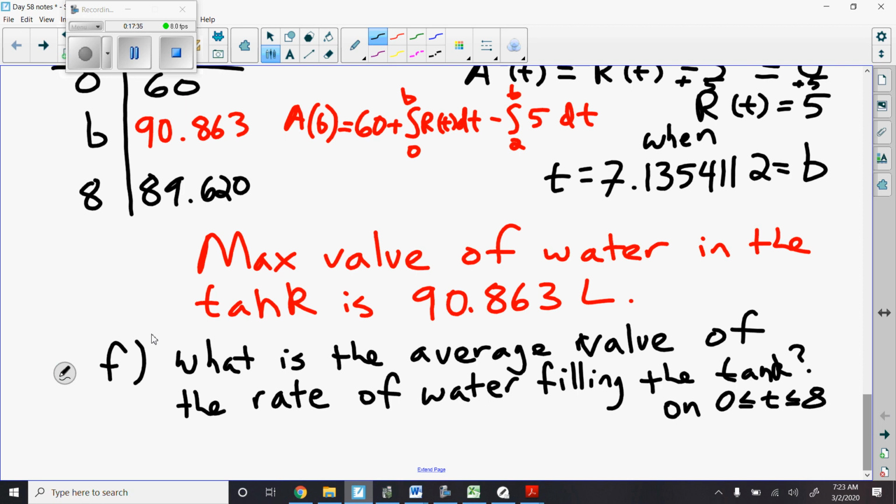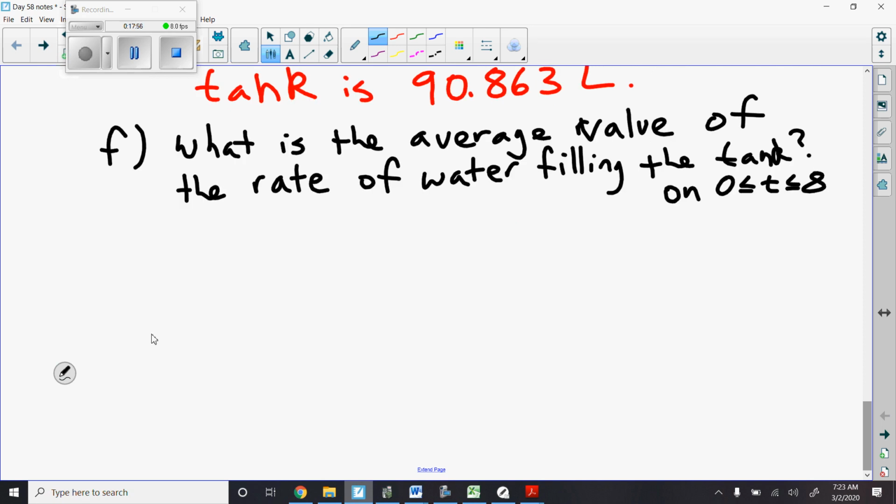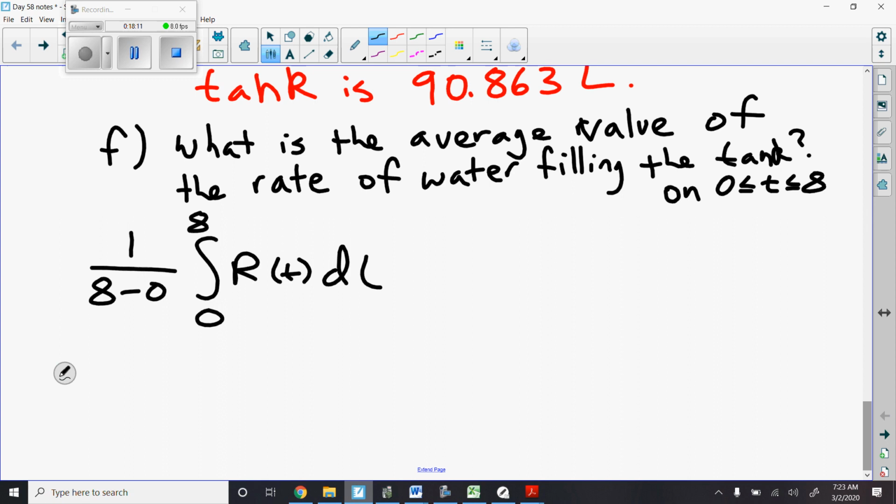Okay. And when I have to think here, I have to think, is this average rate of change or is this average value, right? So since the rate of water filling the tank, R of T, is what we have, I want the average of that, okay? So to solve this, I'm going to have to use an integral. I'm going to say, I know the average value formula is 1 over B minus A, integral from A to B of R of T. Okay. And then I might say include unit.